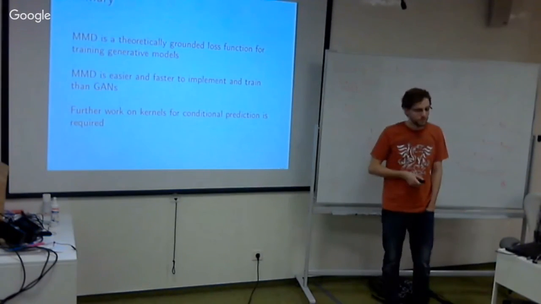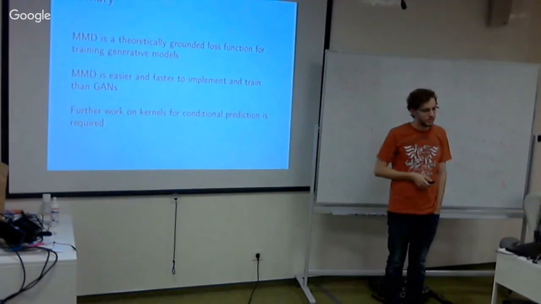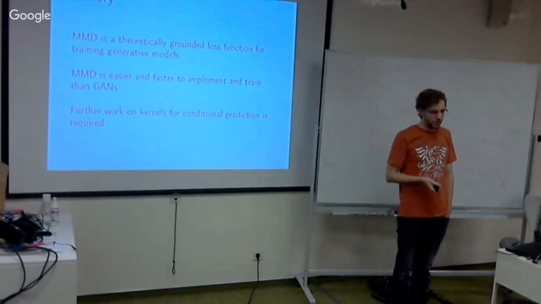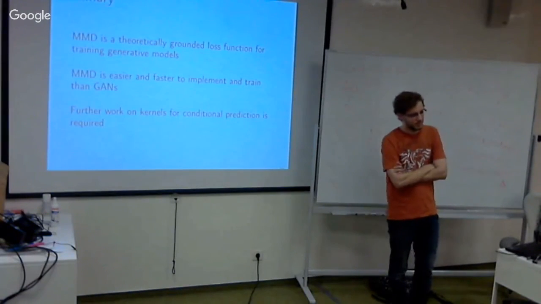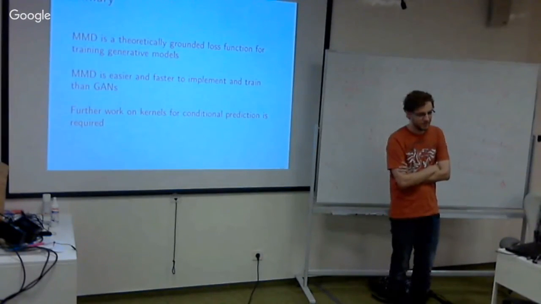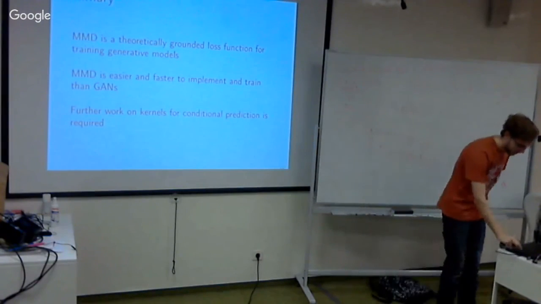Can you please explain? You had MMDs first and then this divergence. What was the connection? Well, the point is that GANs are tricky to train. So we started with MMDs and then you switched to another topic. Yeah. What was the connection between them? Oh, the connection is that.